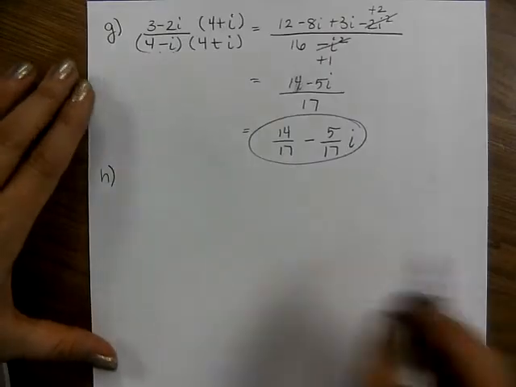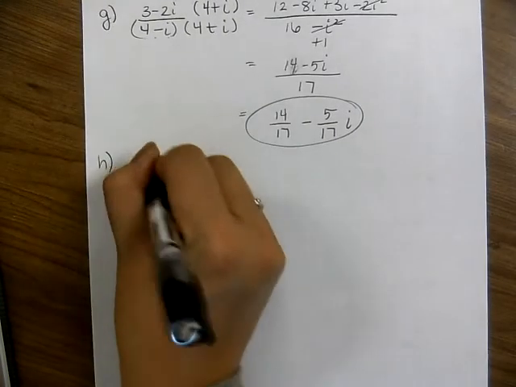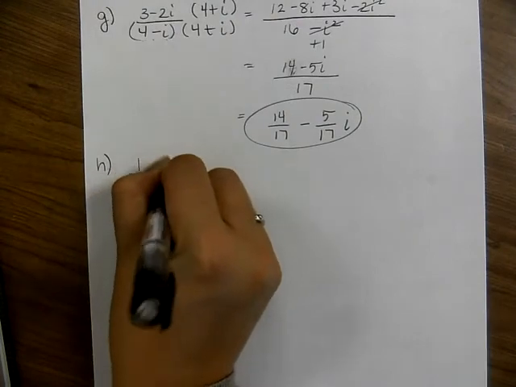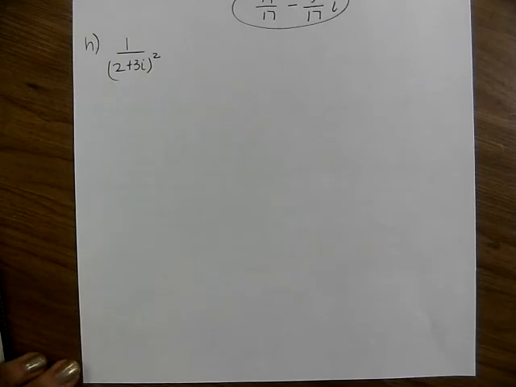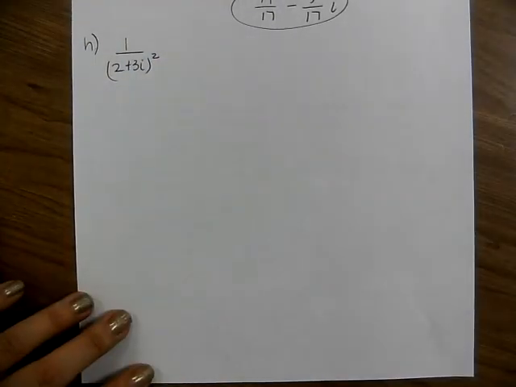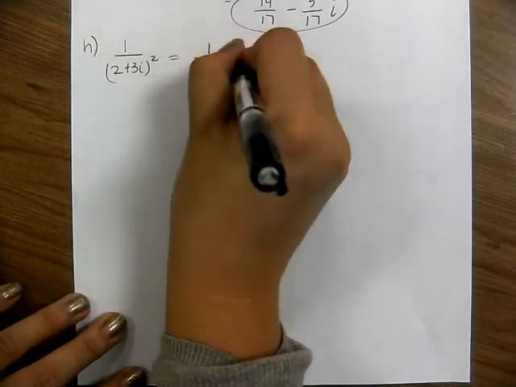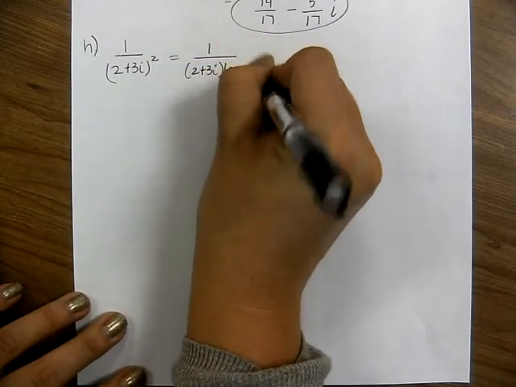Last problem. What if I started with 1 over (2 plus 3i) squared? So I can't start out by multiplying by the conjugate anymore, can I? I have to deal with the fact that this is squared first. So what should I do? FOIL it out or expand it. So (2 plus 3i) times (2 plus 3i).